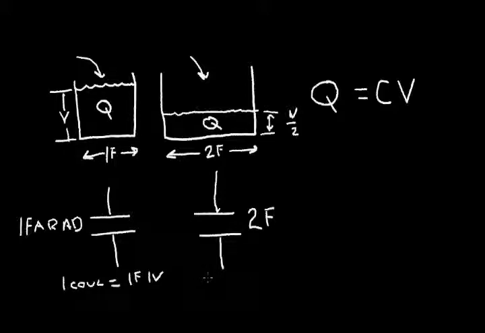The capacitor at the right, I could say, has the same charge, 1 coulomb, equals 2 farads times 1/2 volt. So each capacitor stores 1 coulomb of charge, but the capacitor on the right has a greater capacity. And for the same amount of charge, you only get half the voltage.